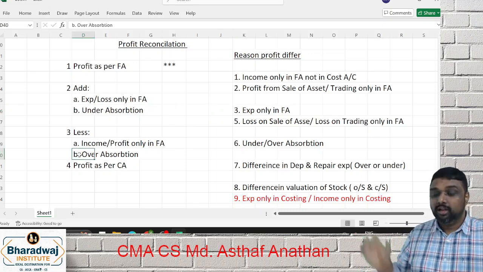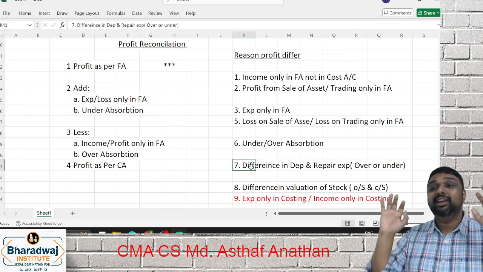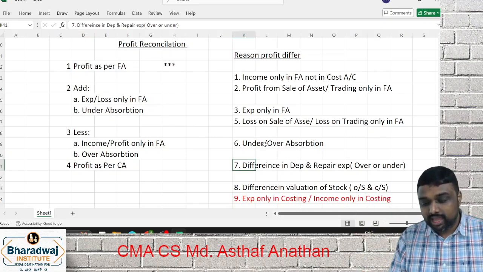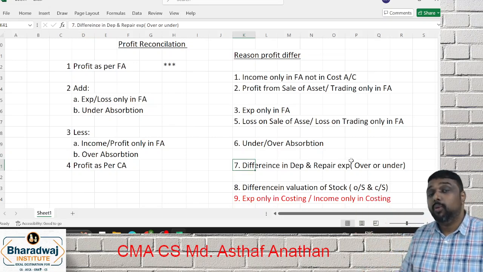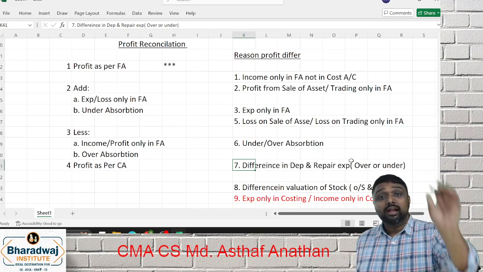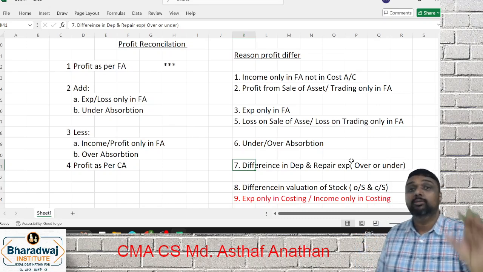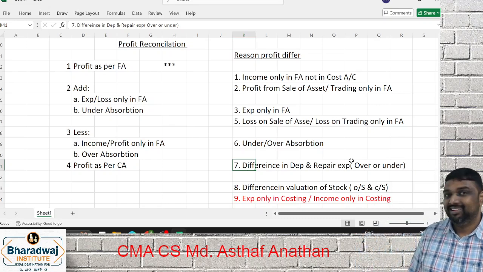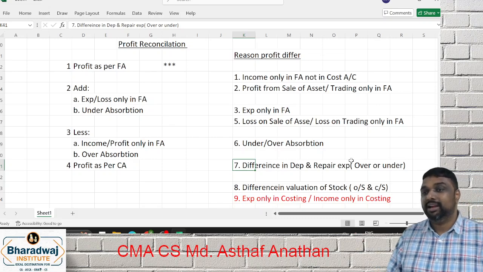Yes. That means for this item, you don't have to learn anything new. It is the same logic as under absorption. Why don't I call it under absorption or over absorption? Under absorption or over absorption is a technical term used only for overhead. This way is kept separate, but the treatment is the same for both.